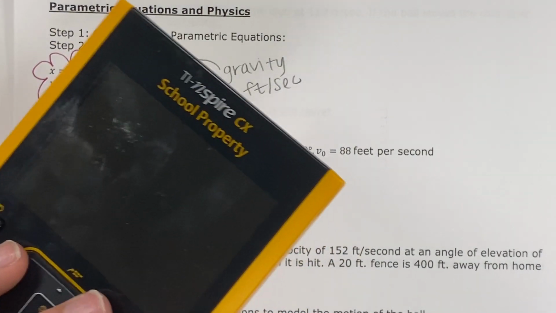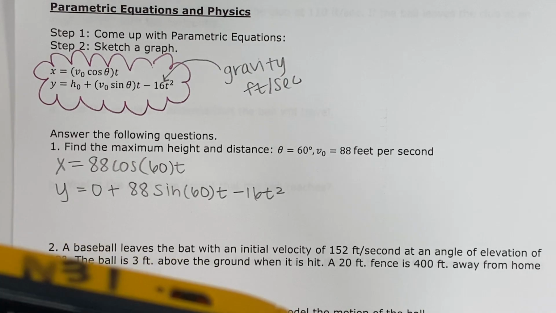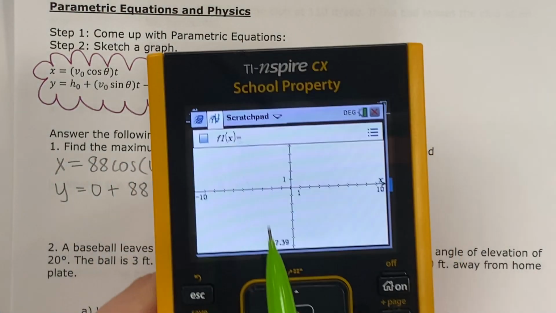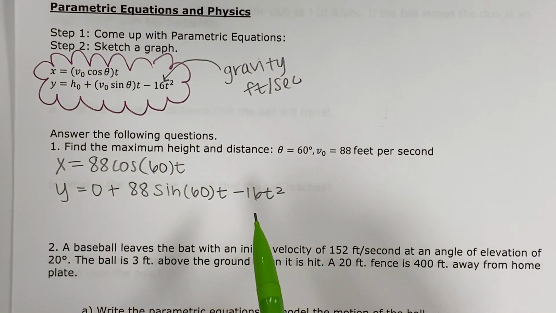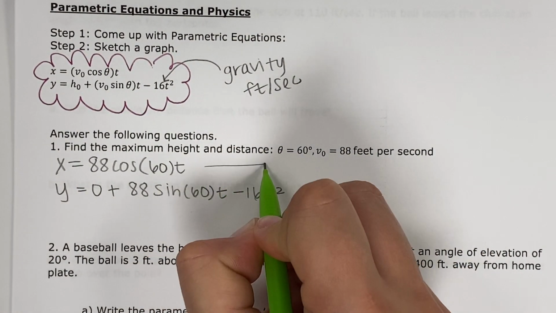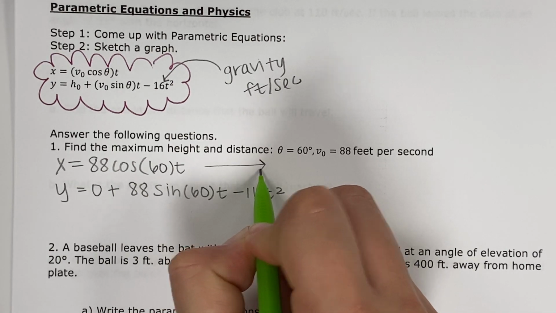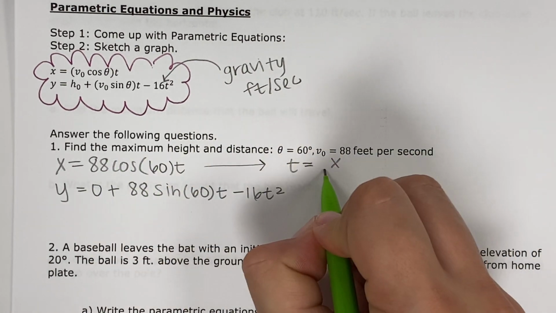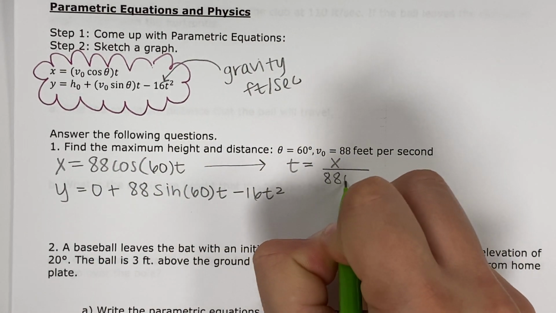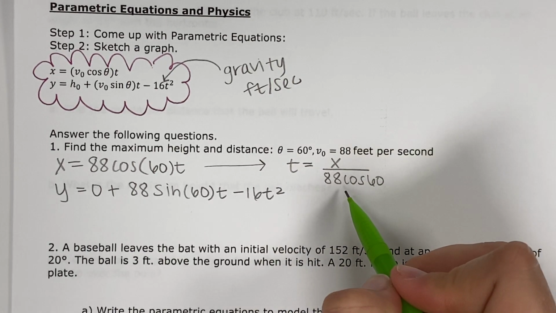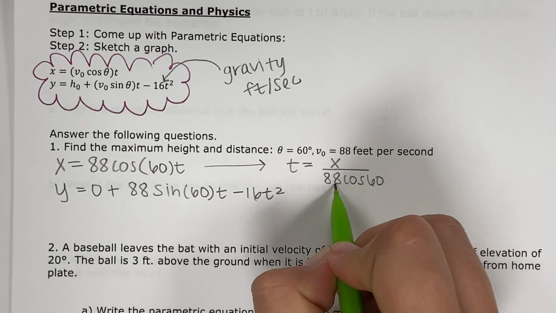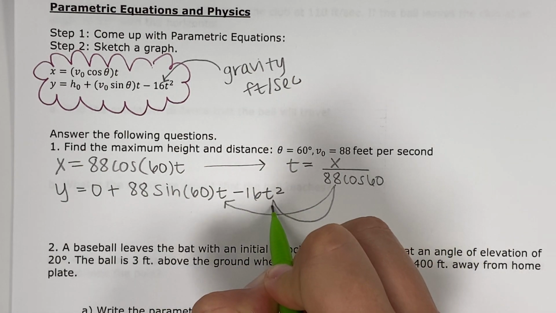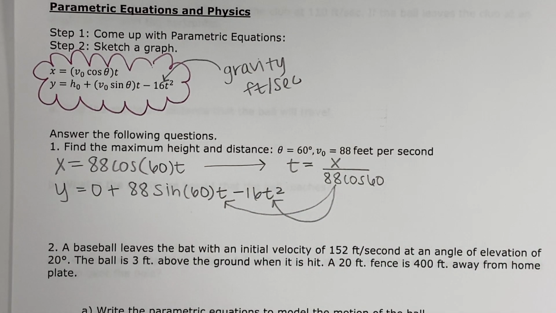Okay, now when I go in my calculator and type an equation into my graph, my equation is in f of x, so my variable needs to be x. Right now it's t. So I'm gonna do what we did yesterday and convert this equation into t equals, to then plug in. So x, all of this is multiplied, so it's gonna be x divided by all this. And to plug it into my y equation, I have two places where t is gonna be both of those things. So when I go to graph, instead of typing in t, I'm typing in x over 88 cosine 60.